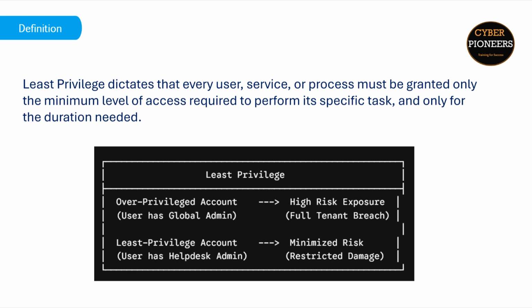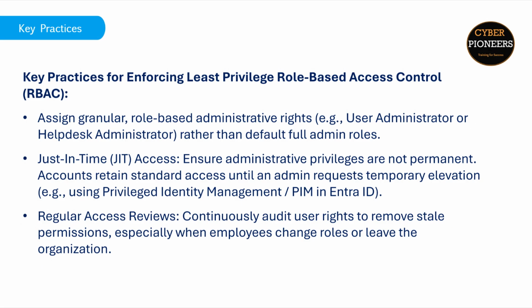If an attacker compromises an overprivileged account, for example, a user who was assigned global administrator rights just for convenience, the risk exposure is massive. The attacker gains full control over the entire tenant, leading to a total breach. However, if that same account was configured following least privilege, for example, assigned only a help desk administrator role, the risk is heavily minimized. Even if compromised, the attacker's blast radius is restricted, preventing them from taking over the entire organization.